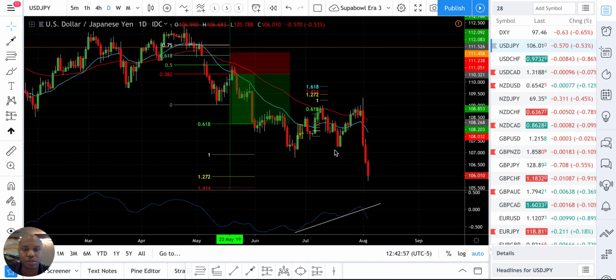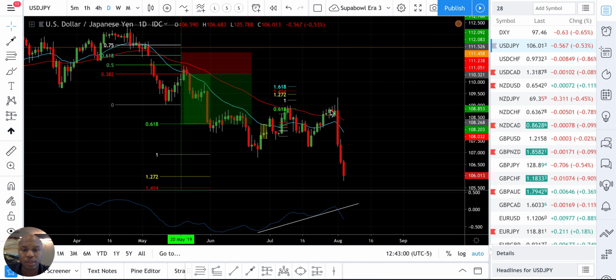I don't like big bars most of the time unless I'm getting in here off of a small bar, and then I like a big bar to happen, obviously, in the direction that I want it to. But for now, we're just going to sit on the sideline for USD JPY.